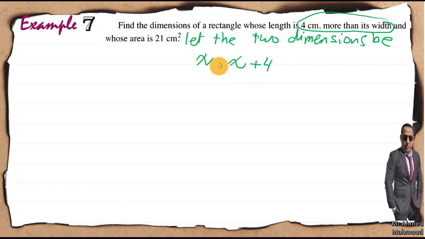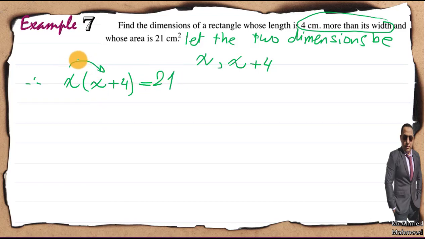Because I have two dimensions, the first and the second, the area is 21. What is the area of the rectangle? The area of the rectangle is length times width. Therefore, x times x plus 4 equals 21.